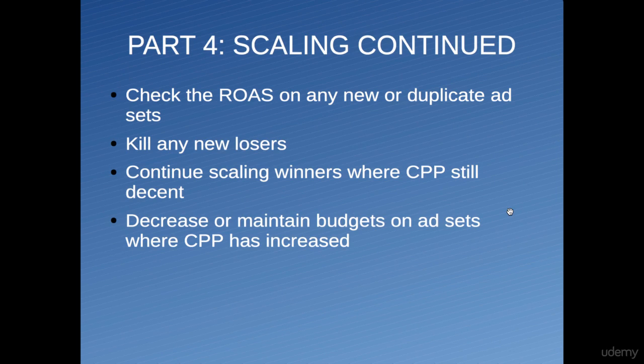We'll be killing any new losers if we have duplicated to new areas to continue testing. We'll be looking at the return on ad spend on any new or duplicate ad sets. We will continue scaling winners, where we've still got a good cost per purchase and are still in profit. And we'll either decrease or maintain budgets on ad sets where we've increased the budget to scale it, but where CPP has increased too.